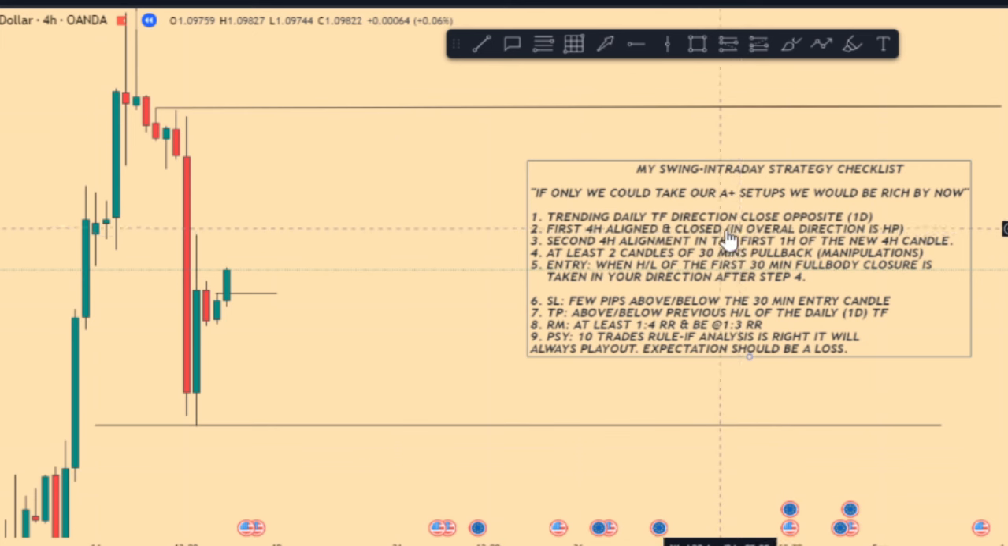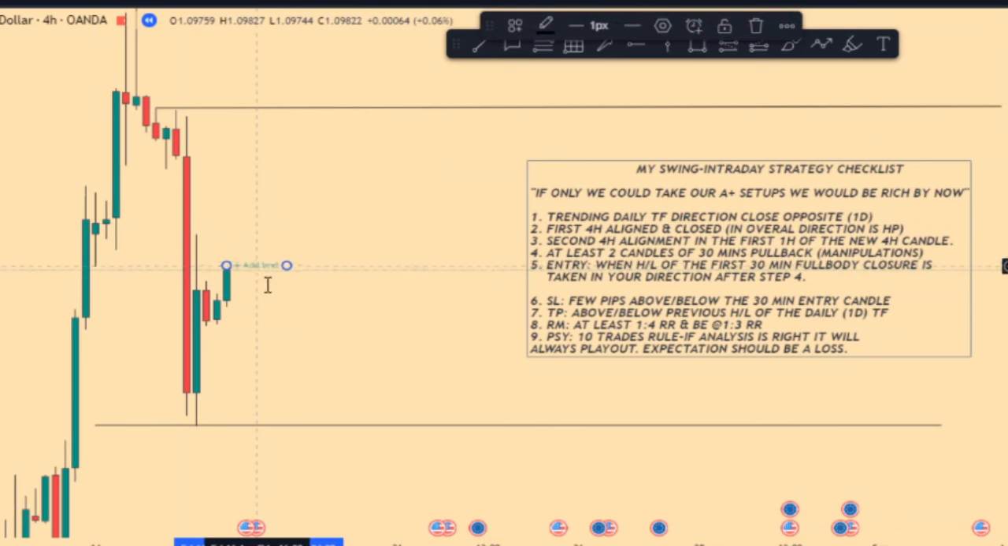It has aligned and closed, and that gives a probability the overall direction is buy. The overall direction is buy, and you can see it has aligned and closed bullish. Wonderful. Now we wait for the second alignment. I'm waiting for this second high to go so that I can know that the market is now back to buying again.